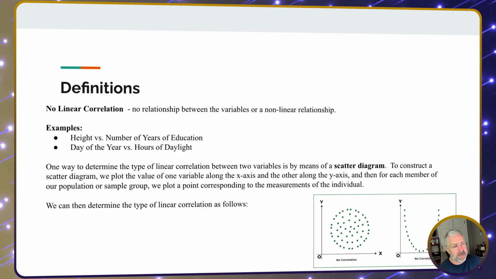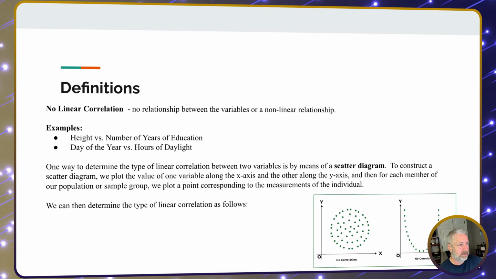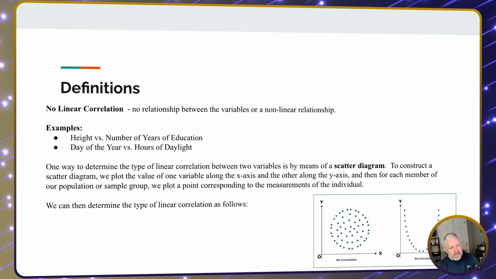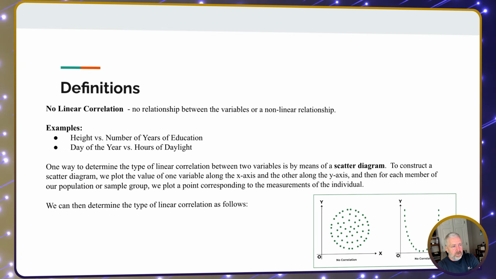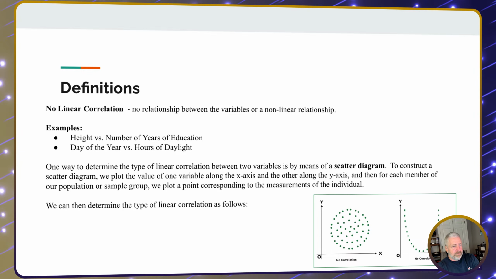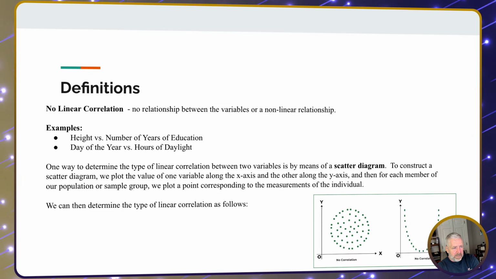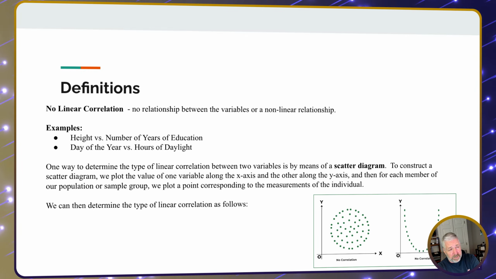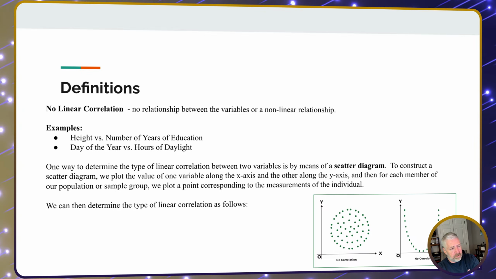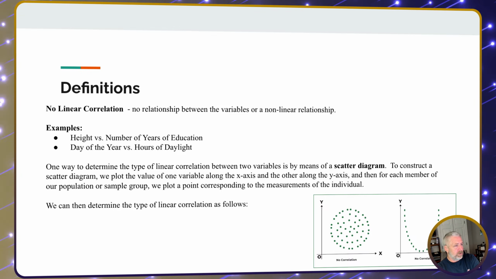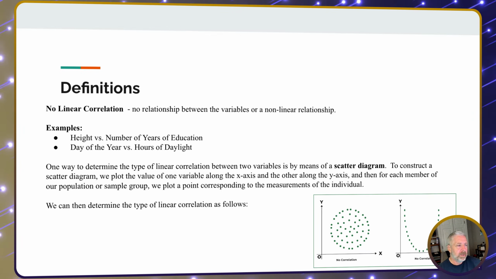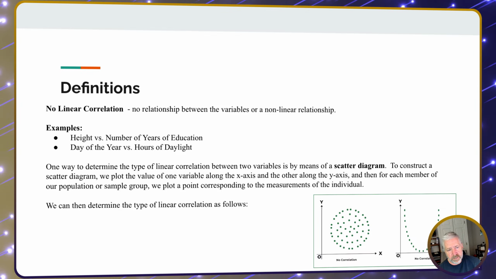Day of the year versus hours of daylight. That's probably more like that second graph. So you're going to have more hours of daylight at certain times of year than you would others. That would depend on location, right? If you're in Alaska, that might skew that data. So I don't know if that's the easiest one to talk about. But just for wherever you're at in the moment, the day of the year should not really affect the hours of daylight in a linear fashion.